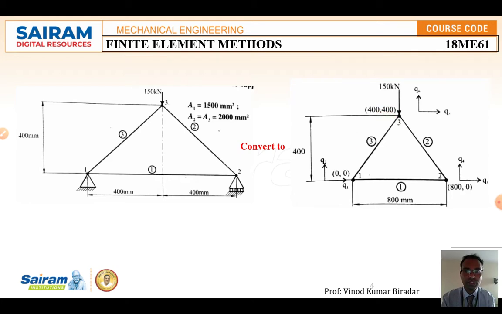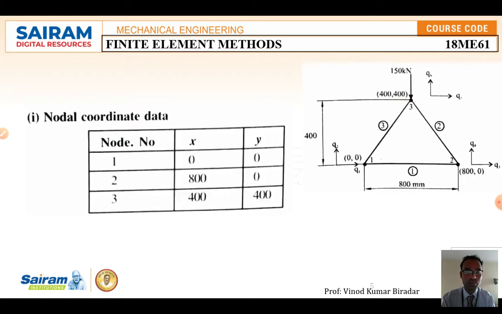After completing the FEM model, go to step number 1, that is nodal data. How many nodes are present in this element? 1 2 3 are there. So write down here 1 2 3. This is the x and y, and you have to remember this table. At x and y for the initial node number 1, we take the initial length as 0 comma 0, so put here 0 comma 0.